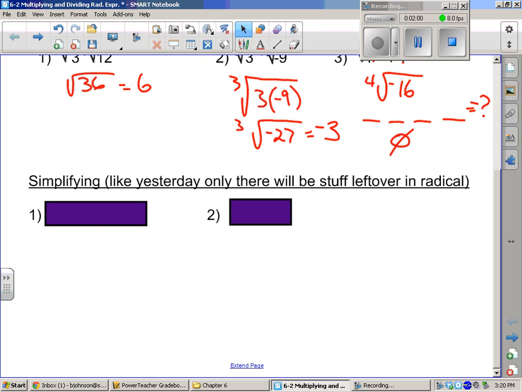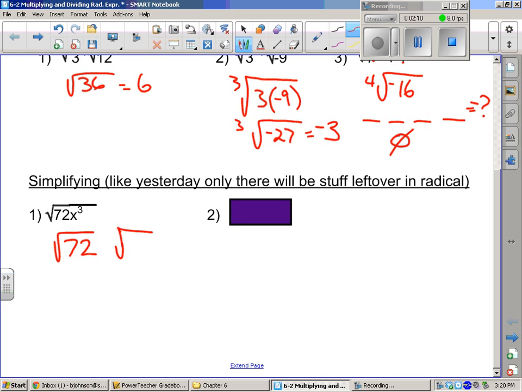This will be like we did in the last lesson. We're going to split them up: the square root of 72 and the square root of x to the third. 72 we're going to break into 36 and 2. 36 is the biggest square, and root 2 we can't do anything with, so we just leave it. Now the square root of x to the third: I can take one set of 2 out, but there'll be 1 left over.